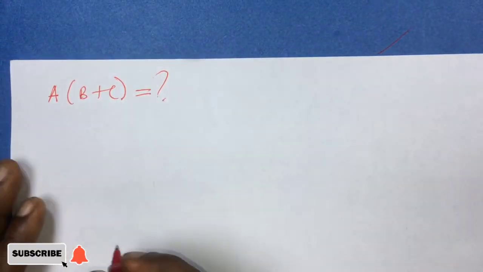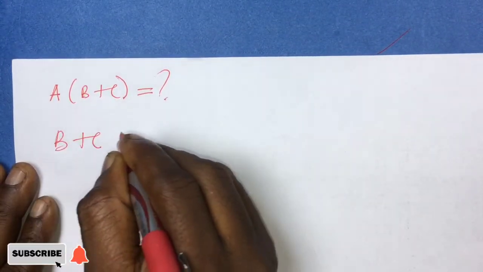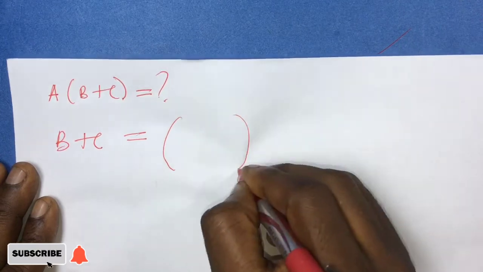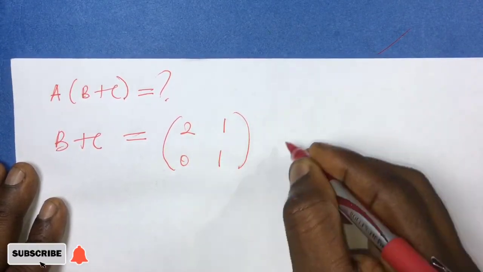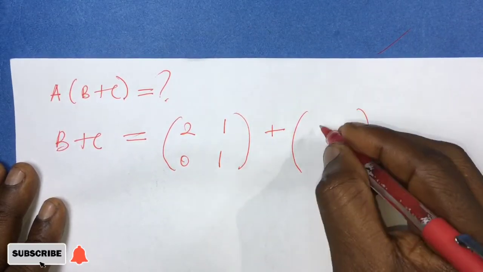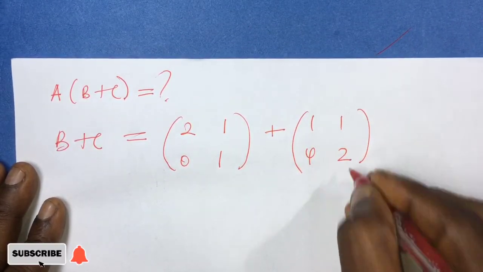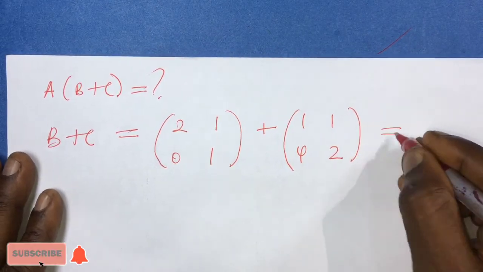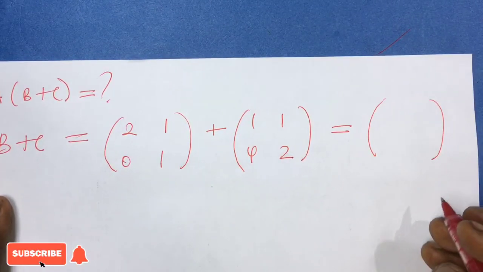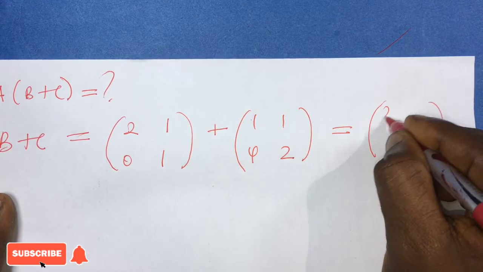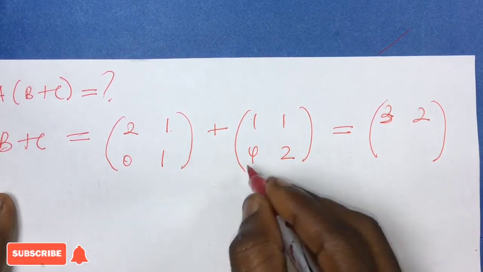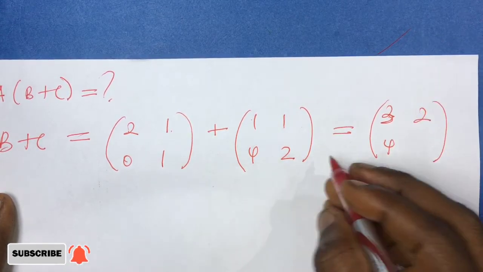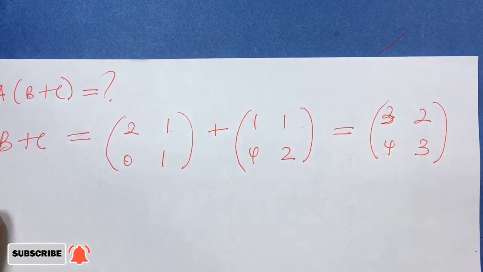Okay, let's compare. Now, what is B plus C? B plus C would be you adding the matrix B. We are given the matrix B to be [2, 1; 0, 1], adding this to C, which is [1, 1; 4, 2]. Your result will be this: 2 plus 1, 3, sorry, 1 plus 1, 2, 0 plus 4, 4, and 1 plus 2, 3. Okay? That will be the result for B plus C.